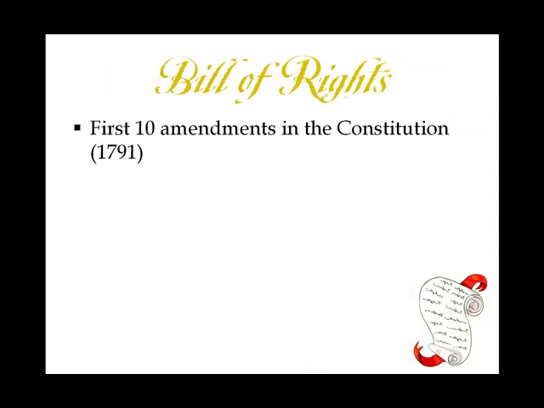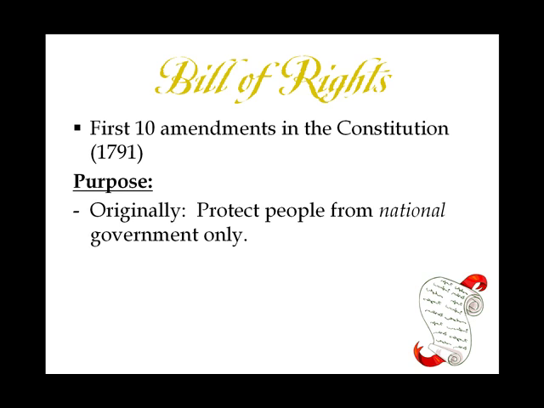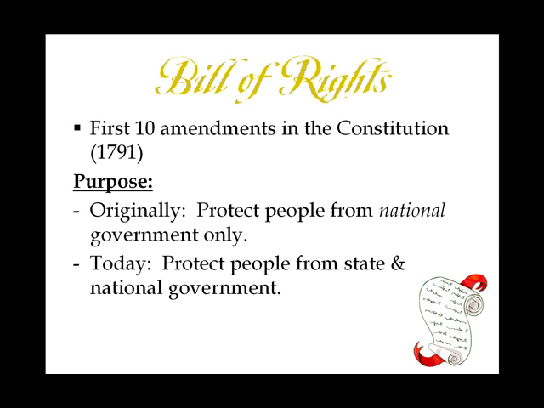Soon after the Constitution was ratified, 10 amendments were added. These first 10 amendments are called the Bill of Rights because they lay out additional rights not specified in the original text of the Constitution. The original purpose of the Bill of Rights was to protect citizens from the national government only. Today, because of court rulings, the Bill of Rights protects U.S. citizens from both state and national government.